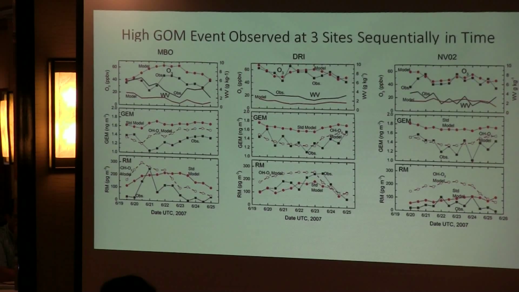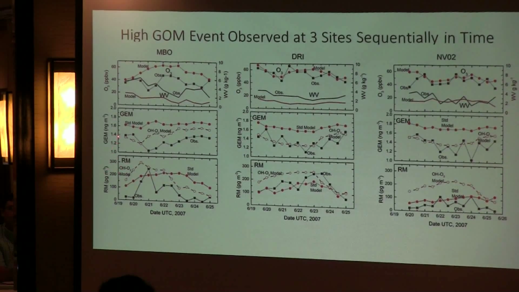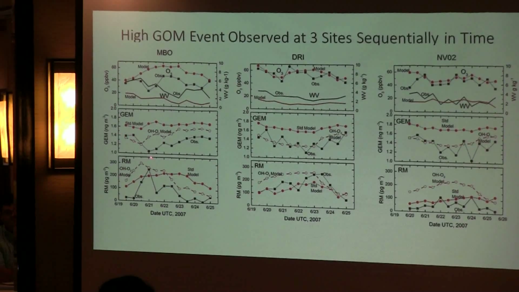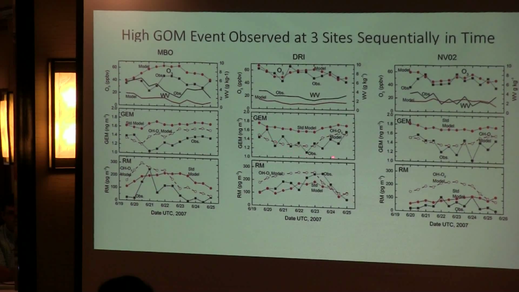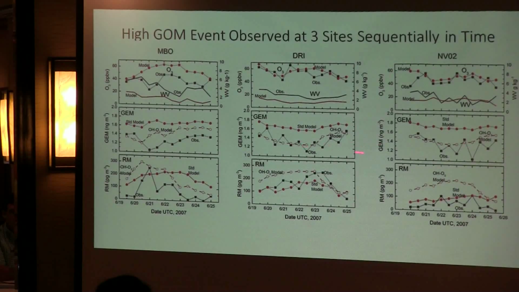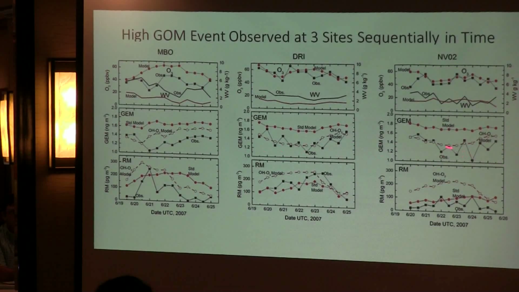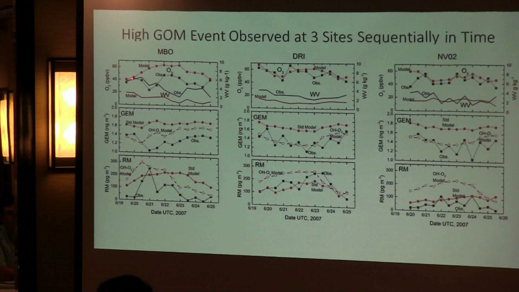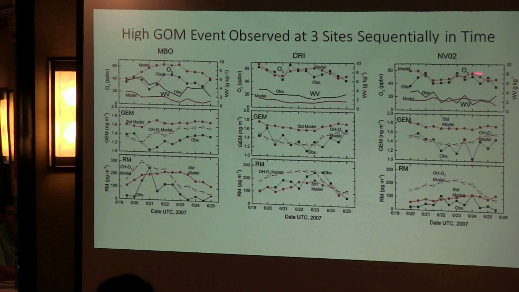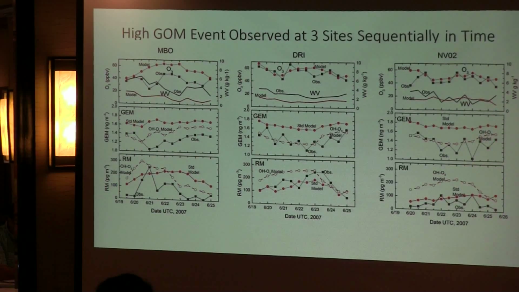So we can just point out some other features of this. The elemental mercury during this time period showed a decrease as the reactive mercury increased. You can see that the GEM, the black line here, is going down. There's a lot of sawtooth pattern at the Nevada sites. This is due to the diurnal cycle. You don't see that as much at Mount Bachelor. You also see lower water vapor and higher ozone generally during these time periods.